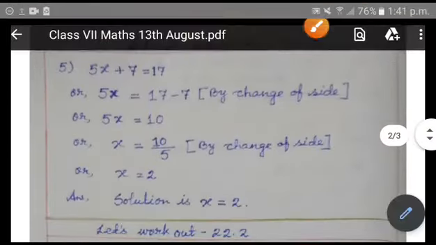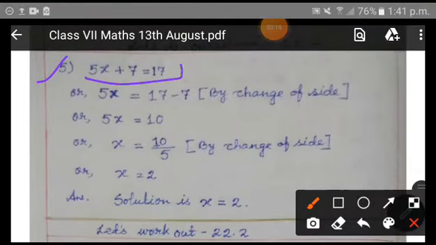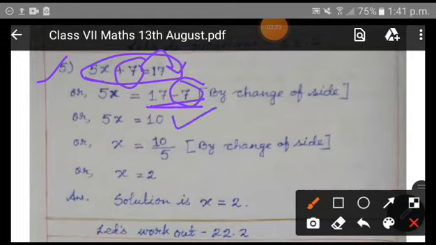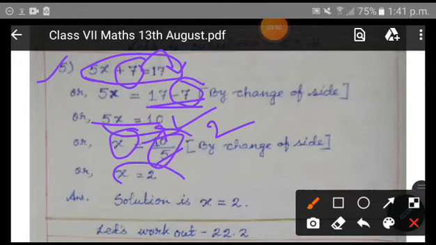Next one, question number 5. 5x plus 7 equals 17. So what I will do is, this plus 7 I am taking on the other side. It is becoming minus 7. So 17 minus 7 means 10. So 5x equals 10. So x will be equal to, this 5 will go down in the denominator, 10 by 5. So 5 will get cancelled with 10 and you will get 2. So x equals 2. So the required solution is x equals 2.